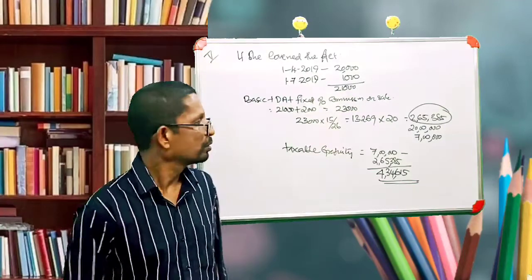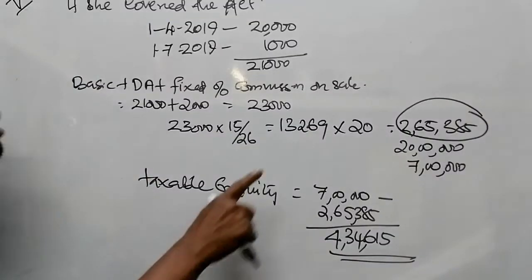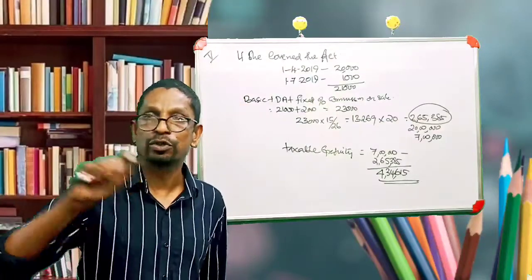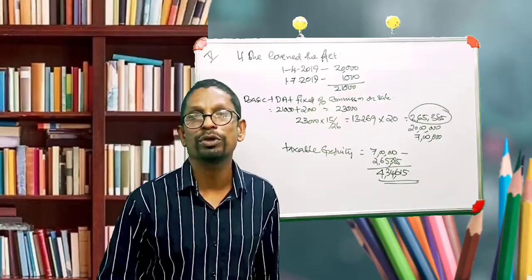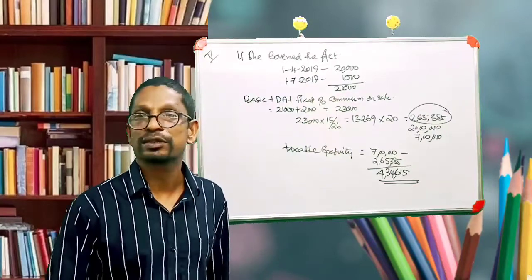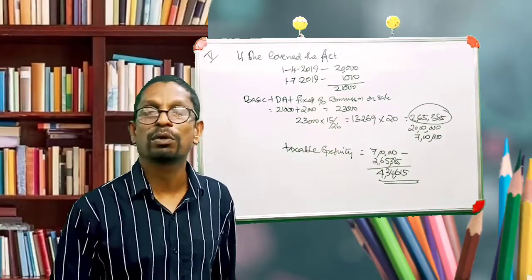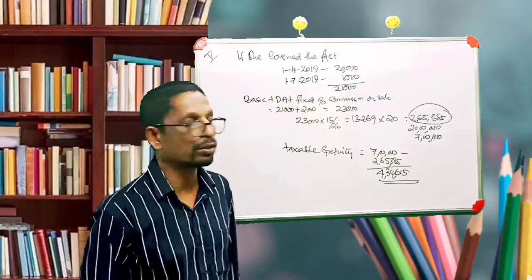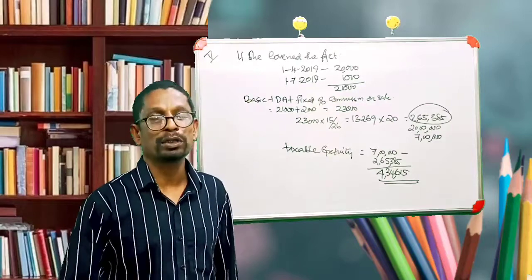You understand same now? So 23,000 into 15 by 26, that is how much now? 13,269. And again into the total years of service, how many now? 19 or 20? That is 20, because she completed 9 months in a year. Therefore, it is treated as 1 year. Therefore, total years of service is equal to 20. Thus, we are getting a total amount of rupees 2,65,385.